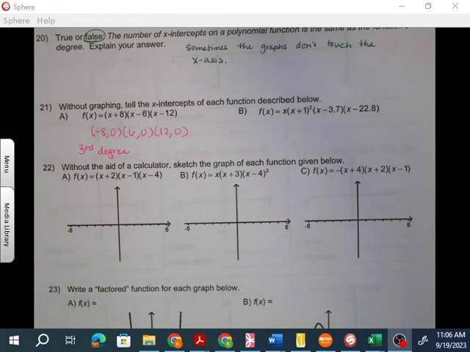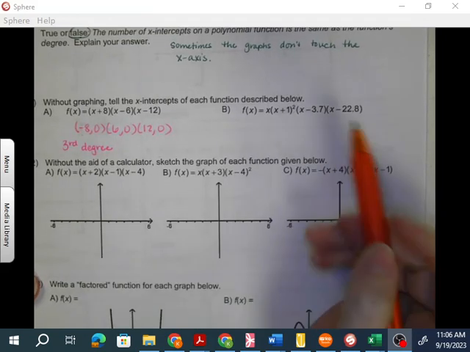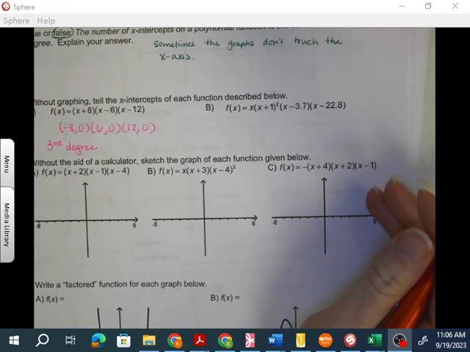All right, so looking at B. Oh, that was for A. Sorry. Yeah, that was A. So for B, we're not going to look at it or anything. I'm not going to plug it into the graph. Can you tell me what your x-intercepts might be?